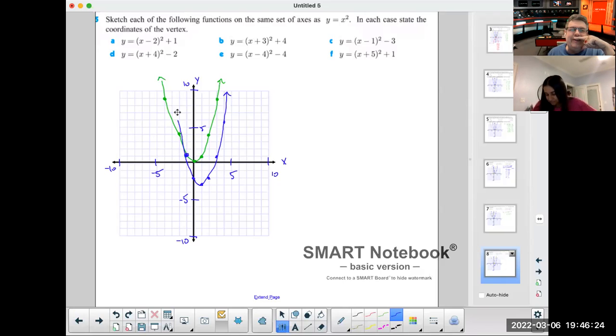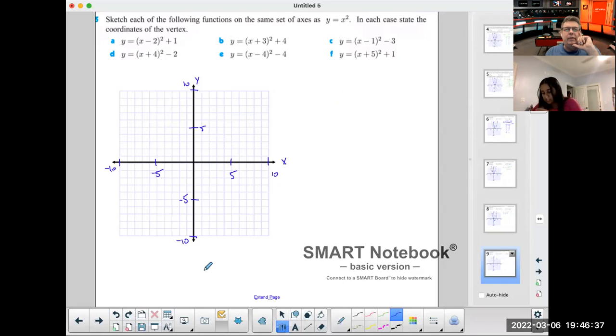All right. So it's something like this. Yeah, that's what I got. Okay. So the vertex is at (1, -3). All right. So here we go.